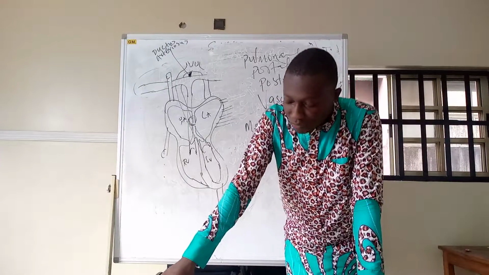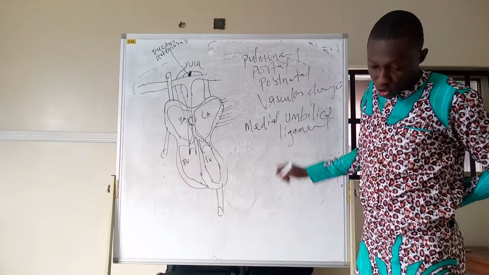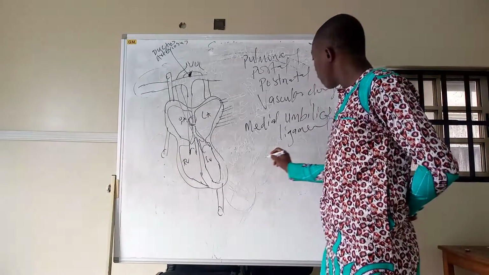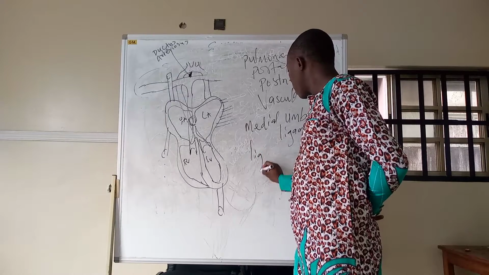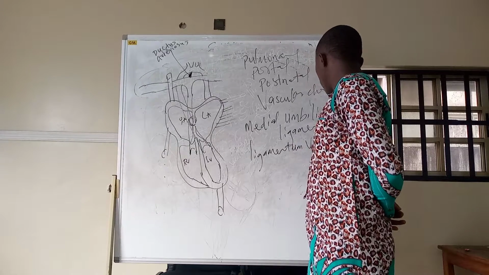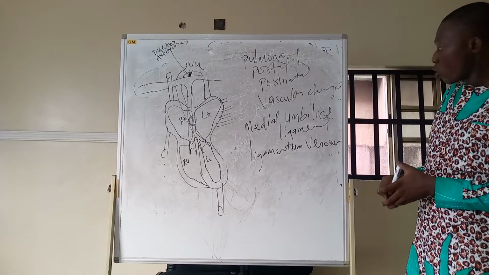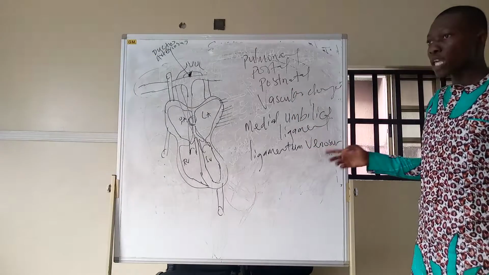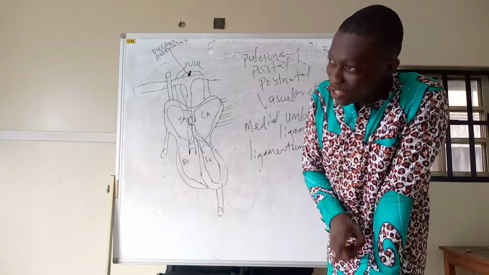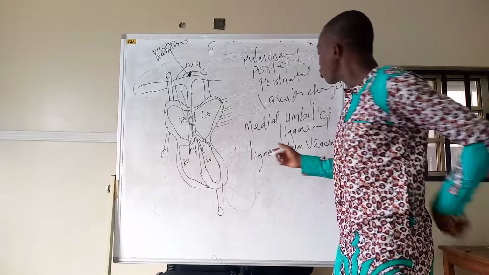Number 2 is the ductus venosus changes to ligamentum venosum. Ductus venosus changes to ligamentum venosum. This means if you open the human body, where you're supposed to have ductus venosus, what you have is ligamentum venosum. So if somebody asks you, the primitive ligamentum venosum is dash, the answer is what? Ductus venosus.